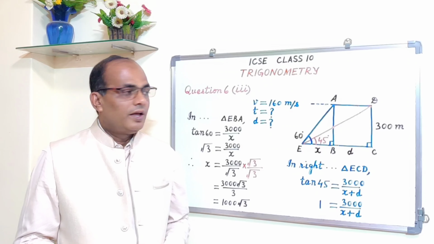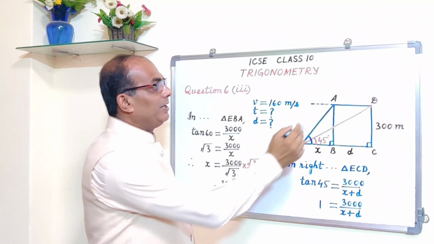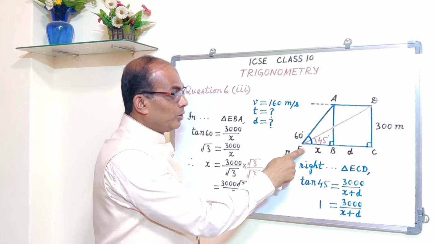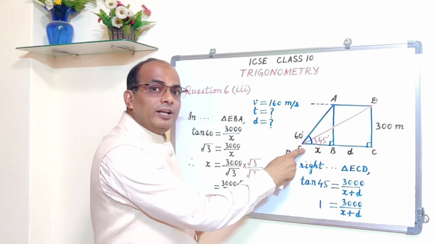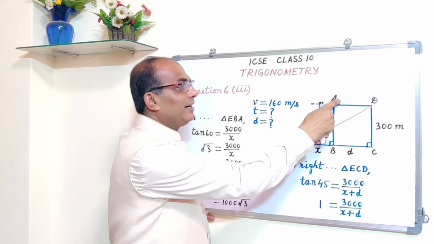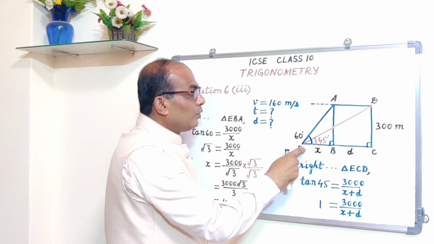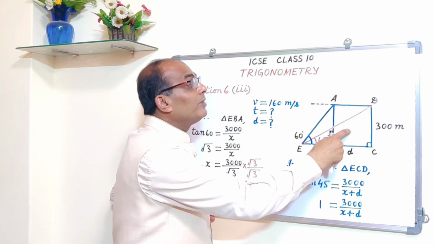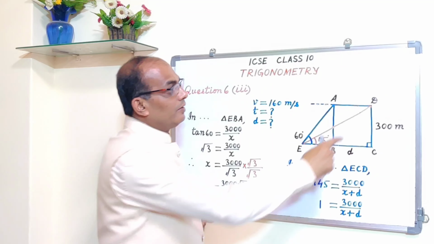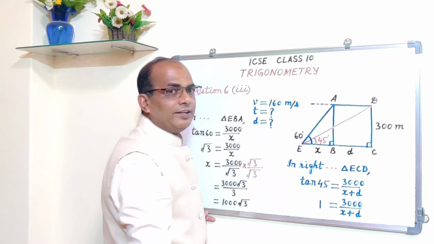This is the question, and this is the diagram. As you can see, the plane is here at the point E, and from this point E we see the plane. The angle of elevation at this point is 60 degree. You can see this in blue, angle AEB, this is 60 degree. When you see from E and the aeroplane is at the point A, the angle of elevation is 60 degree. Now the angle of elevation becomes 45 degree when the aeroplane is here at the point D. So it's changing from 60 degree to 45 degree.